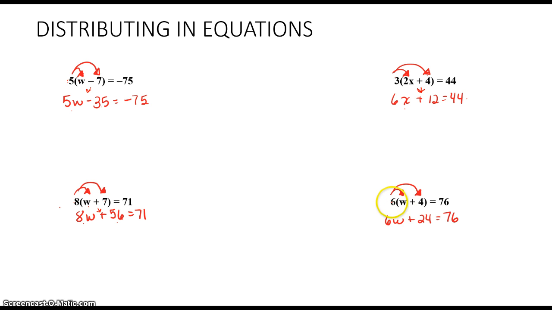And finally, 6 times W was 6W. 6 times 4 is 24. I brought down my plus sign and my equals 76. I hope you did a good job on that.